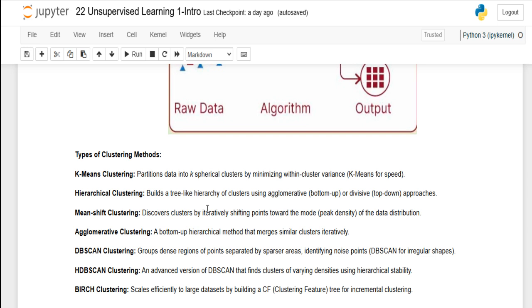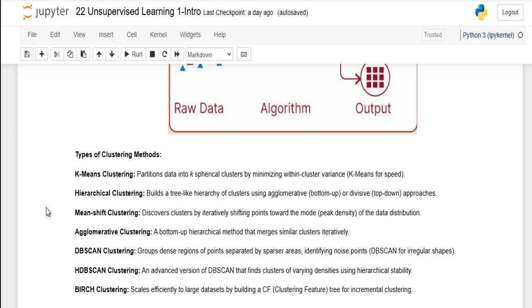We have hierarchical clustering, which builds tree-like hierarchies of clusters using agglomerative bottom-up or divisive top-down approaches. We have what they call mean-shift clustering, which discovers clusters by iteratively shifting points toward the mode. This is called the peak density of data distribution. We also have agglomerative clustering, a bottom-up hierarchical method that merges similar clusters iteratively.